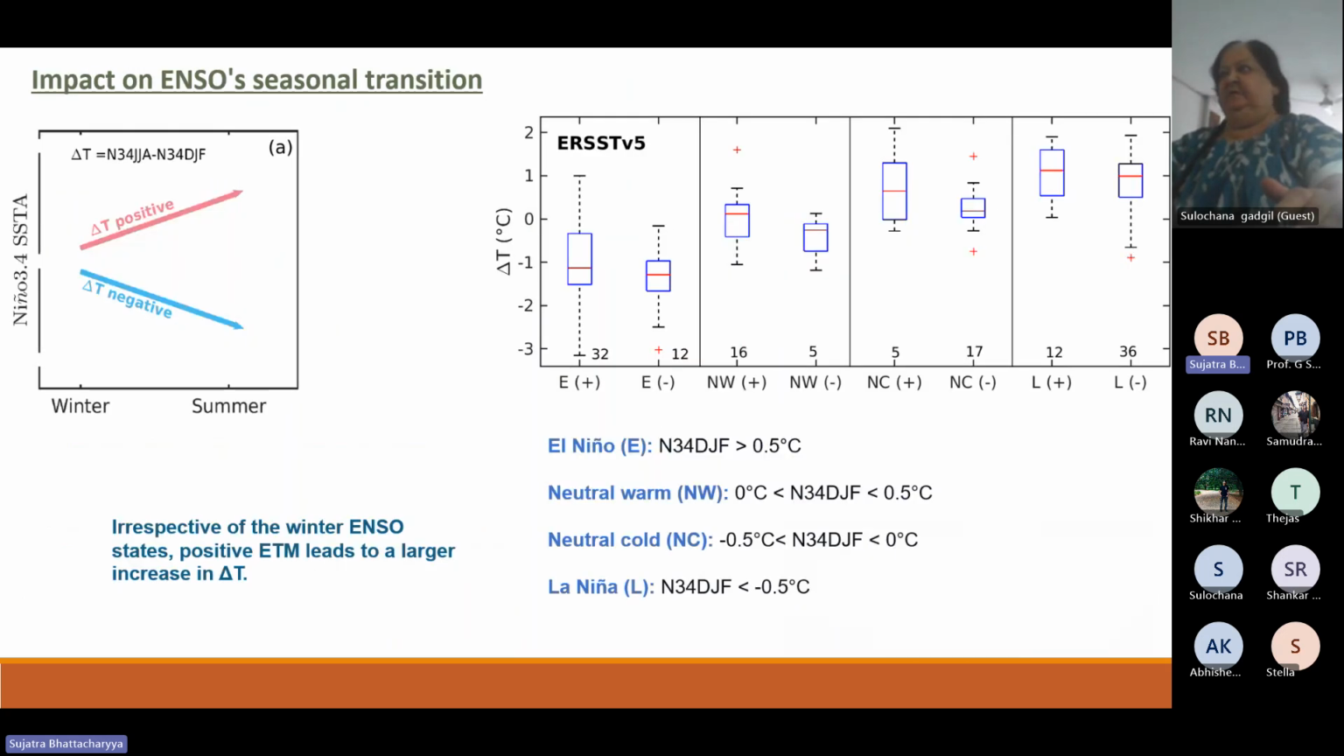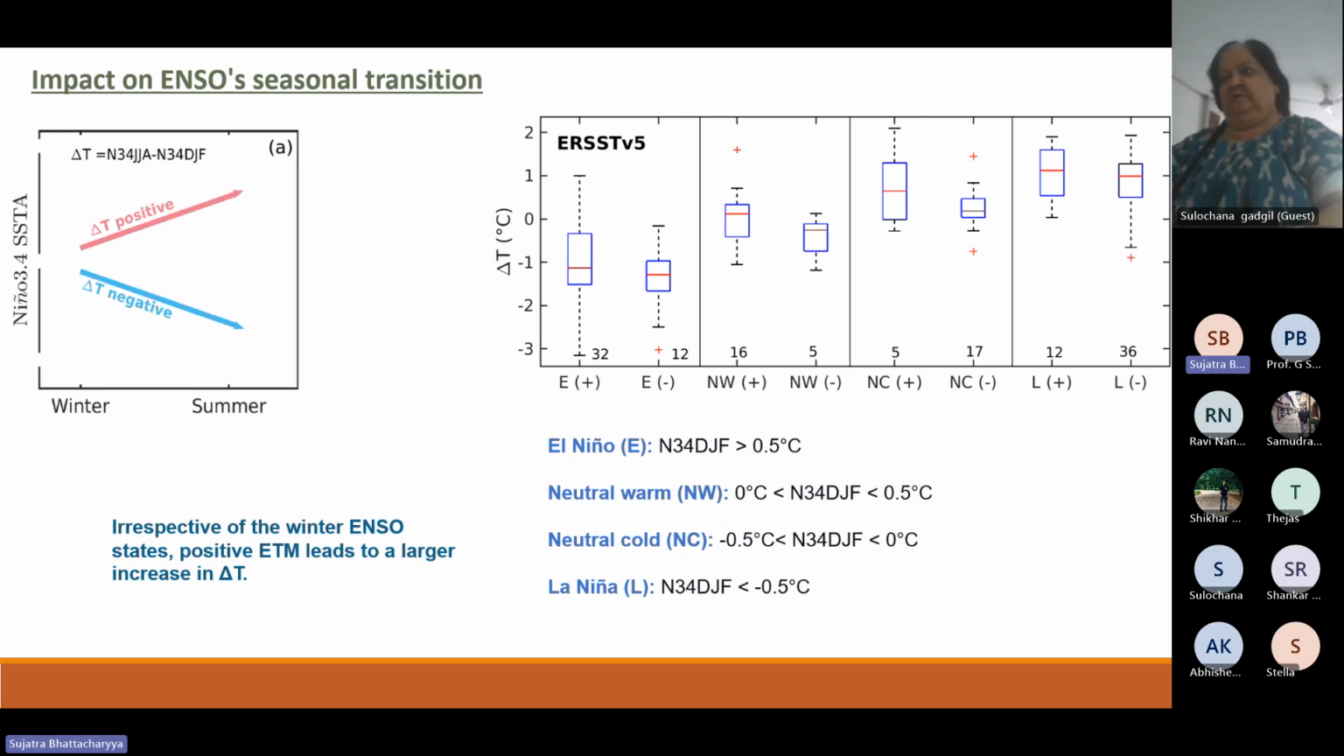Okay, now comes the main part. How does it impact the seasonal transition of ENSO? We define a metric delta T, which is the difference in the SST in JJA and DJF. So we have Nino 3.4 SST anomalies in June, July, August, and we also have the SST anomalies in DJF. We consider the time series of the difference between the two, as shown by this schematic, winter to summer. Then what we did is, we have a delta T time series of 140 years now, from 1880 to 2020, and we also have winter SST anomalies.